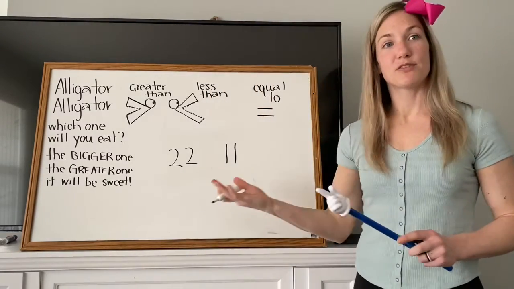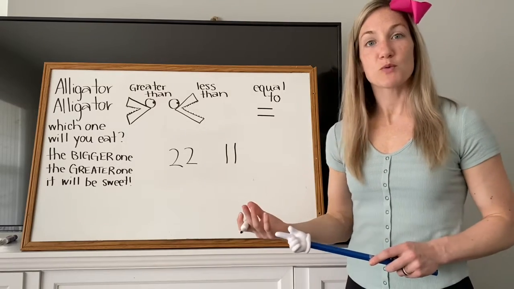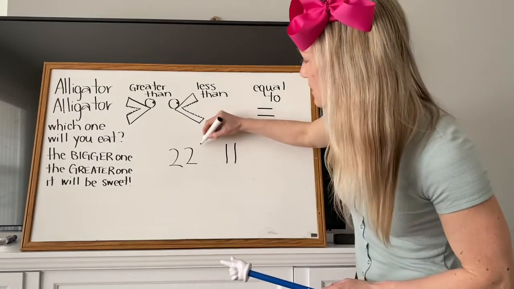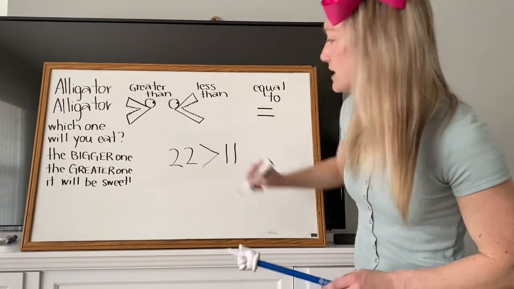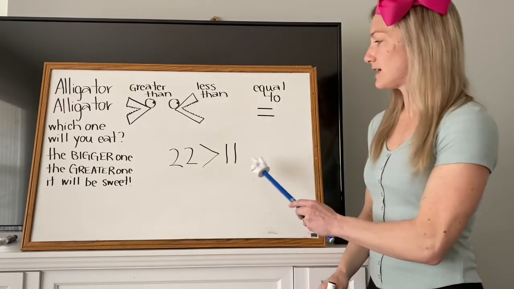This time I have 22 and 11. Now I ask myself, which one is the bigger number? My alligator always wants to chomp the bigger number, so I make sure its mouth is open towards the bigger number. 22 is greater than 11.